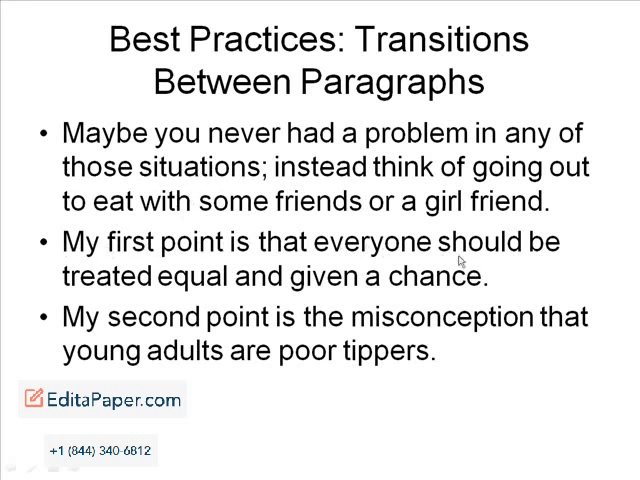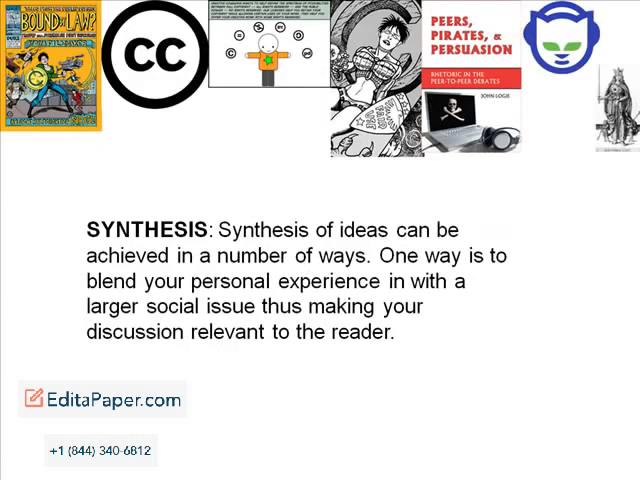My first point is that everyone should be treated equal and given a chance. So I hope that they've said that they're going to make some points, and then this sentence refers back to the points that they said they were going to make. My second point is, and again, this is a transition, would be the first sentence in a paragraph, and the second point follows up on the first point, and so it provides transitions. If you say you're going to make 3 points, be sure to tell us where the 3 points are.